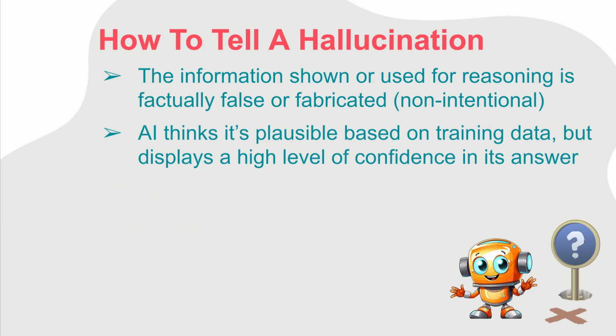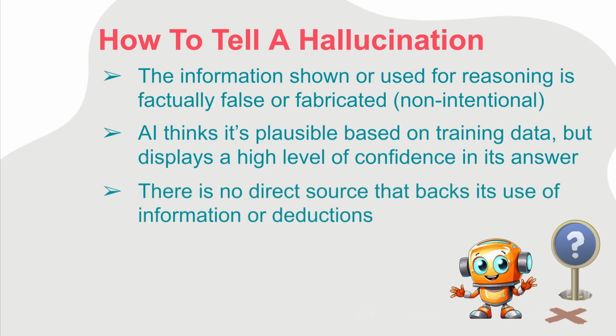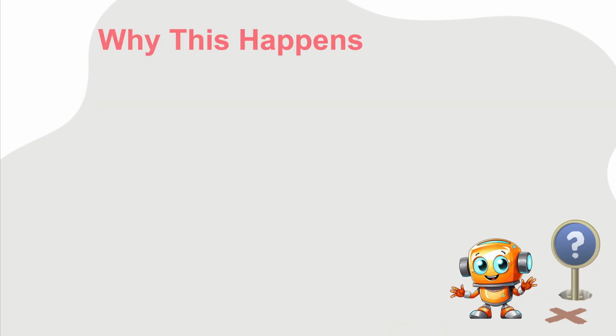Also common to AI hallucinations is that there is no direct source that backs the AI's use of information or deductions. So if you suspect that something might be wrong, you can always ask AI for the source, and if it struggles to come up with the source, then that might be a clue that AI is hallucinating. Now, why would the AI hallucinate?